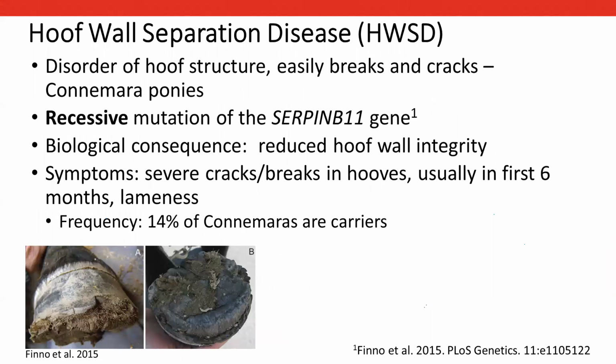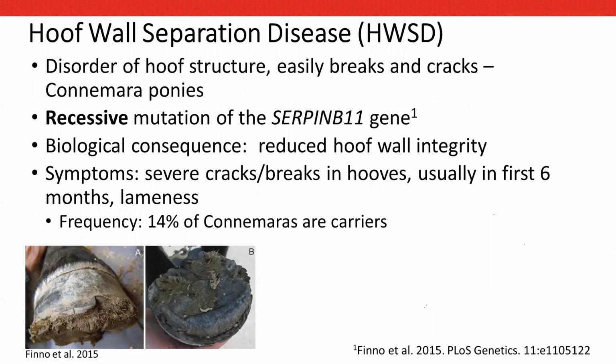This is a fairly new genetic test that you can order. This is hoof wall separation disease, and this was found in Connemara ponies. So it's a disorder of hoof structure because hooves easily break and they crack. So anytime that there's force put on that hoof, wall integrity is low, and it will break. So it's due to a recessive mutation of the SERPIN-B11 gene.